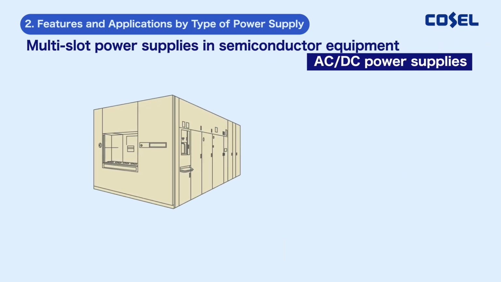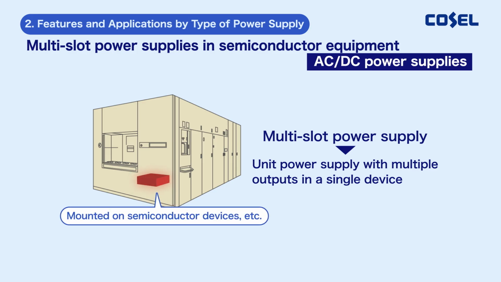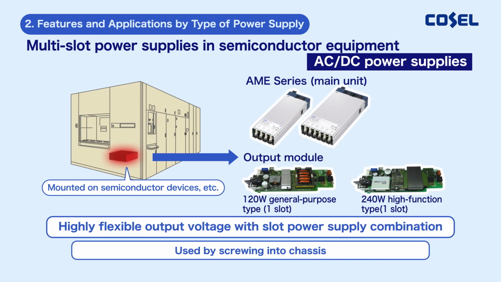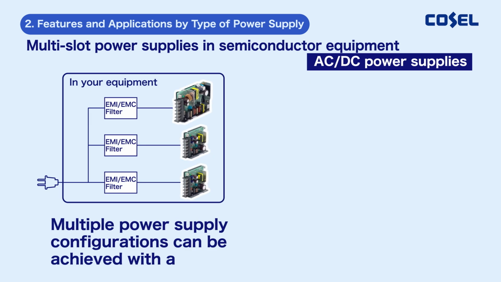A multi-slot power supply is a unit power supply that can provide multiple outputs from a single power supply. These types of power supplies are mainly mounted on semiconductor devices, and multiple output voltages can be freely configured to suit the conditions of your equipment. The use of a highly flexible, multi-slot power supply can also be expected to reduce costs from custom power supplies.